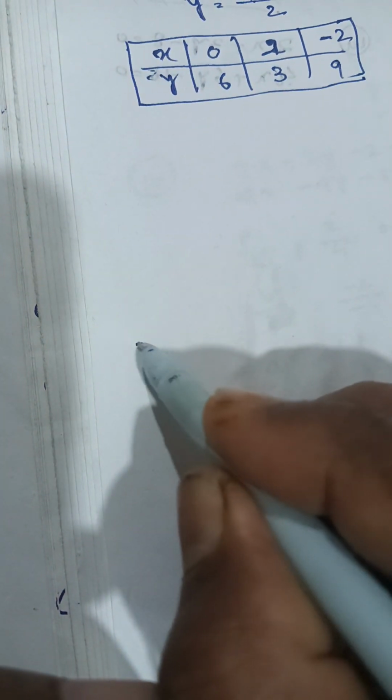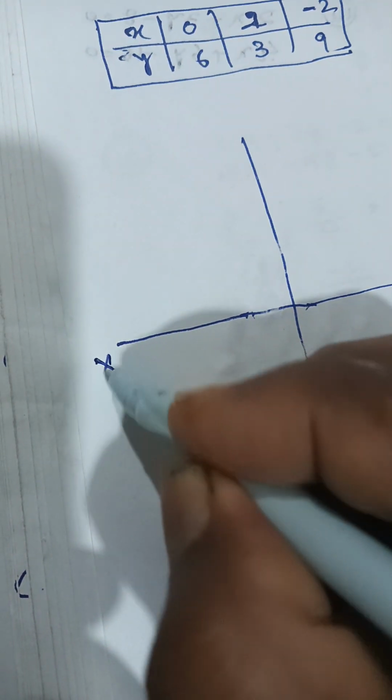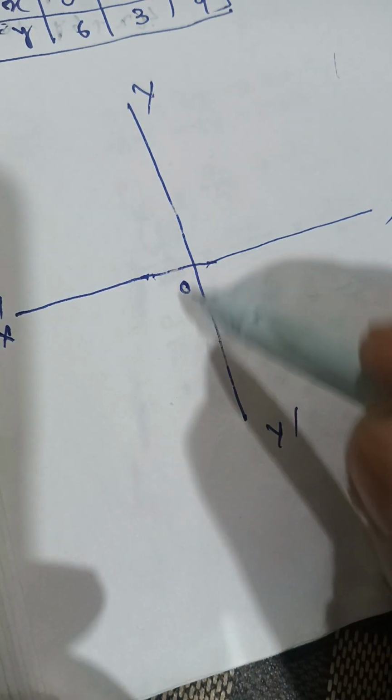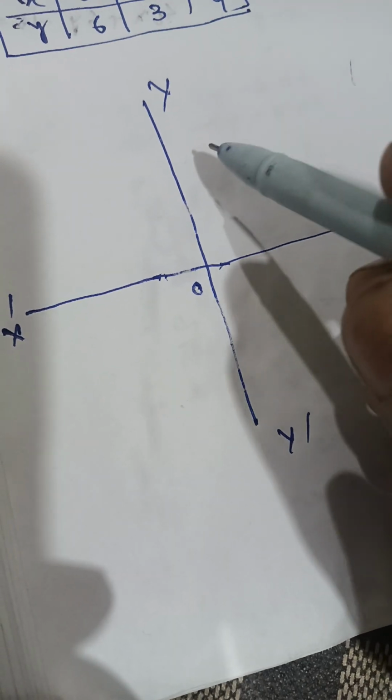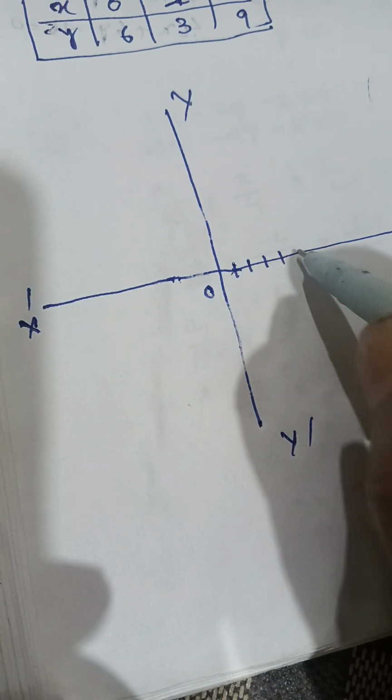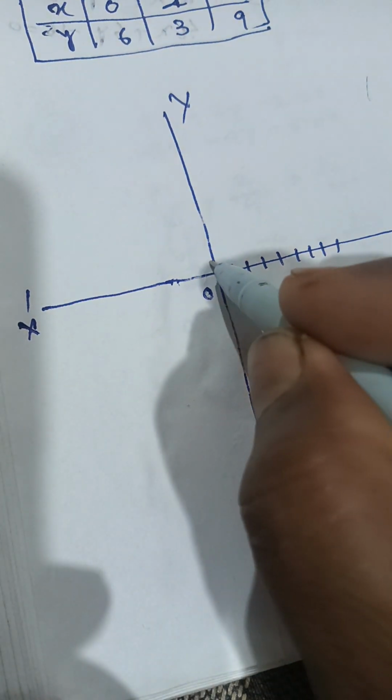Now you draw a graph. Draw the two axes. Here I have written x-axis, and this is the y-axis. This is the negative side, and this is the positive side of x. The horizontal line is called the x-axis, and the vertical line is called the y-axis. Below the line, the value of y is negative, and above the line, the value of y is positive. So you give some marks here to count the value.